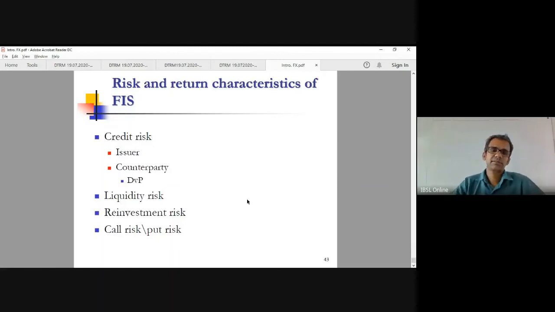And not only that, credit risk is there. Why? There's a borrower, the party who issues a bond or a fixed income security. That party may or may not be able to pay the coupon payment or the maturity payment on time. It may go bankrupt. As an investor, you may not get any cent. So that credit risk is there with the issuer. Once you buy the bond, you take the credit risk of the issuer.